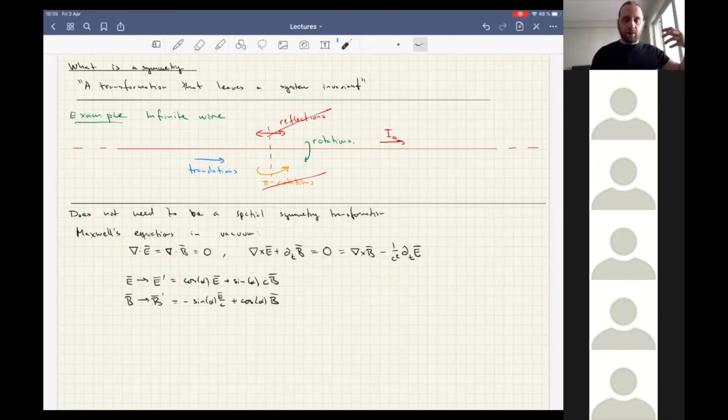So this is a symmetry of Maxwell's equations. I mean, there's nothing spatial going on here. I'm not rotating the E field. I'm not rotating the B field. I'm making a rotation from the E field to the B field. I'm making a change in what I call the E field and what I call the B field. But these new fields also satisfy Maxwell's equations. So that's an example of a different symmetry.